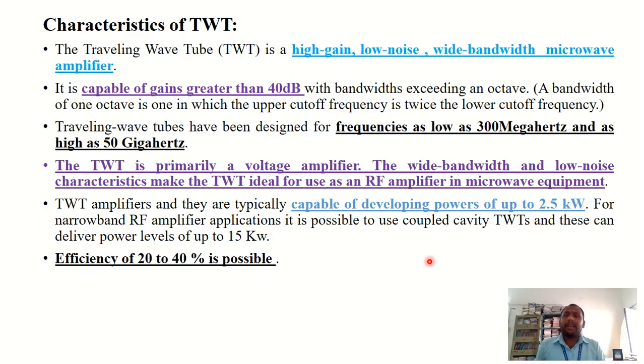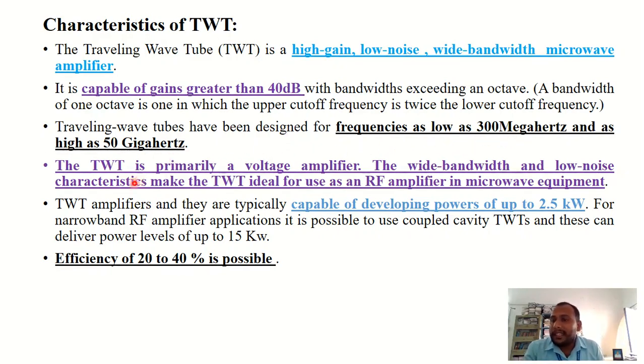Let's see the characteristics of the traveling wave tube. The first characteristic is that the traveling wave tube is a high gain, low noise, wide bandwidth microwave amplifier. The second is that it is capable of gains greater than 40 dB. Third, traveling wave tubes have been designed for frequencies as low as 300 megahertz and as high as 50 gigahertz.